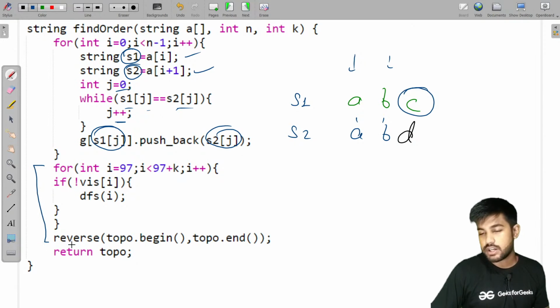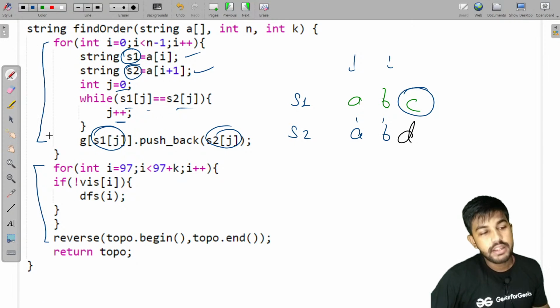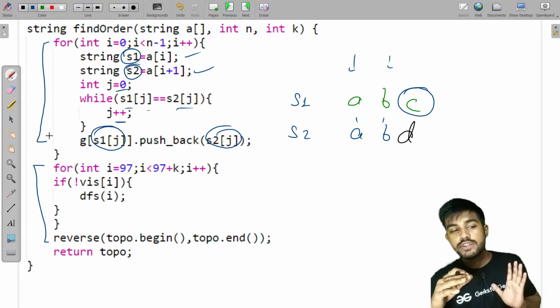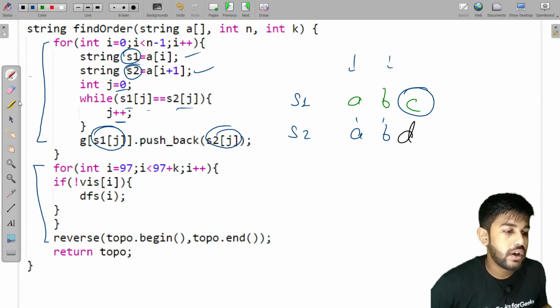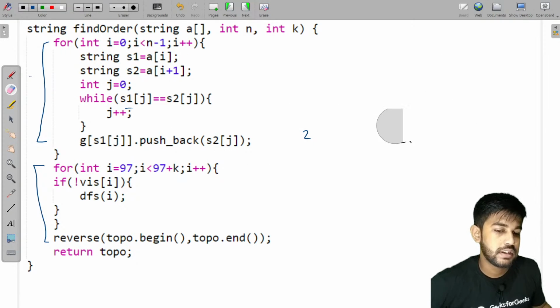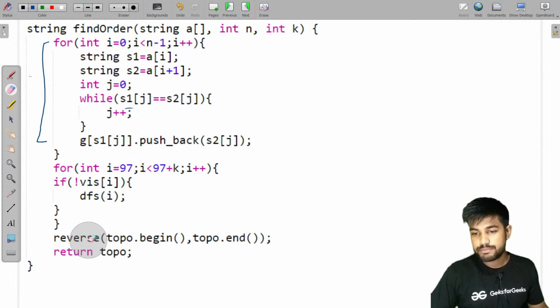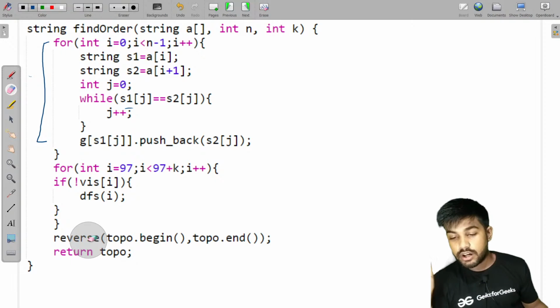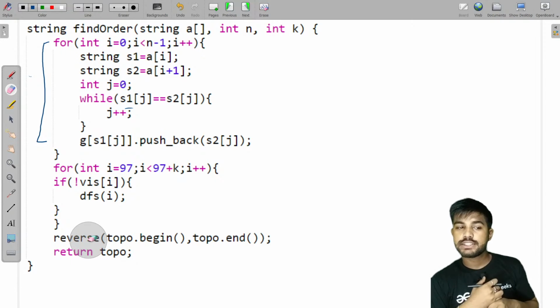Skip this for now. Just this is the building of the graph itself. So am I clear with this or not? Just tell me. Okay. Am I clear with the building of graph or not? Can I have a quick plus one? Or if you have not understood, can you tell me?